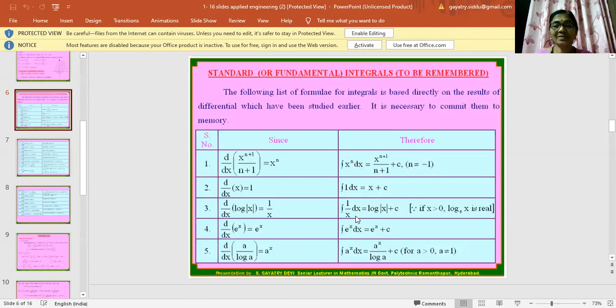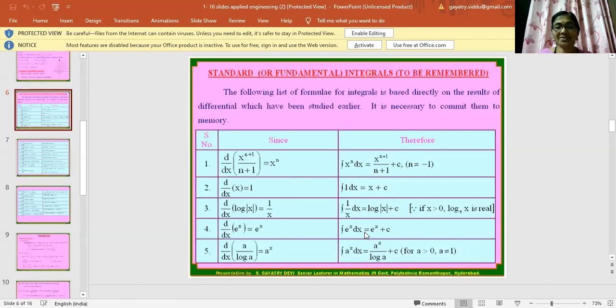X power minus 1 means 1 by x, so it is integral 1 by x dx which should give a function whose derivative is 1 by x. That is the concept. So, the function whose differentiation is 1 by x will come as the answer of integration. So here integral 1 by x dx equal to log x because derivative of log x equal to 1 by x. So now d by dx of x equal to 1, so integral of 1 equal to x. Every integration is giving you plus c.